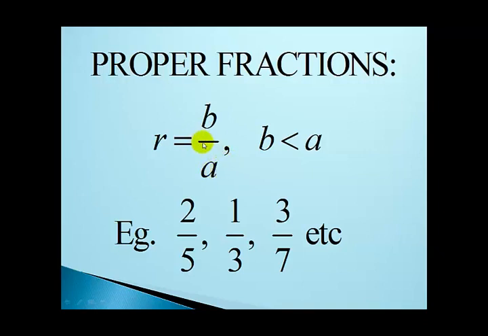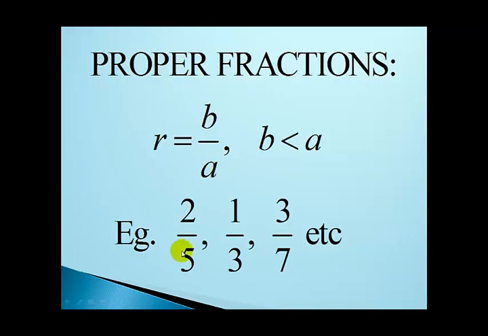Now, for a fraction to be a proper fraction, the numerator must be less than the denominator. That is why B is less than A. That is for R equals B over A to be a proper fraction. It means that B must be less than A, where B is the numerator and A is the denominator. So a proper fraction is when the numerator is less than the denominator.